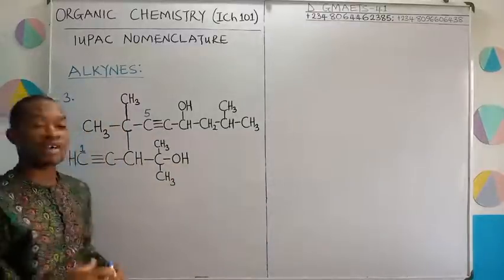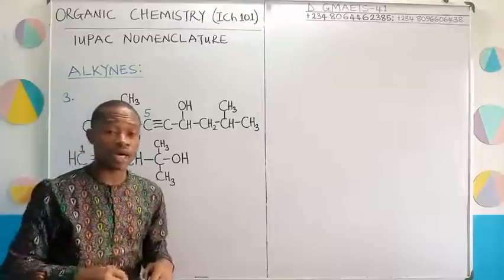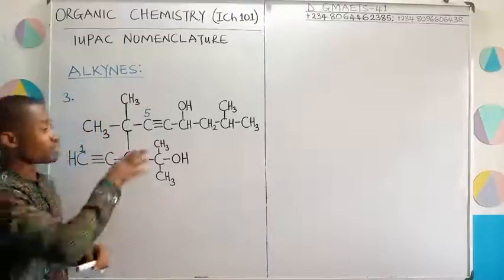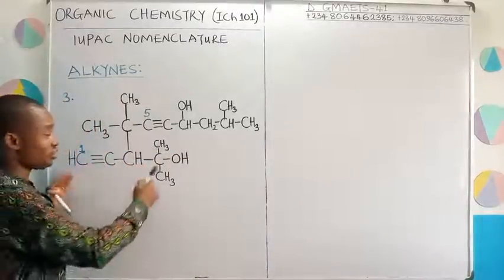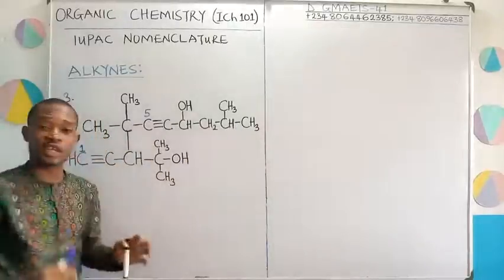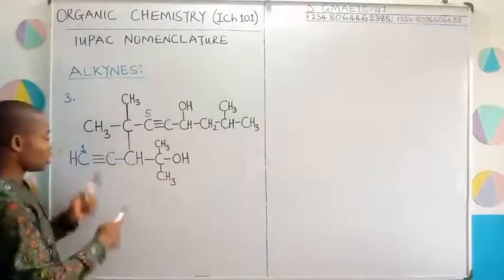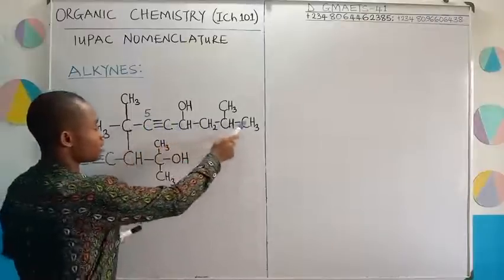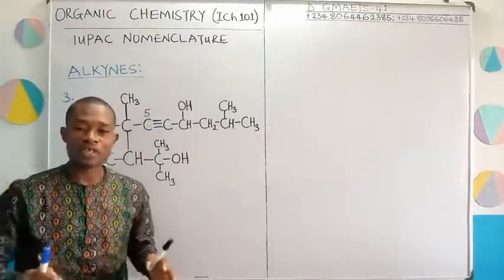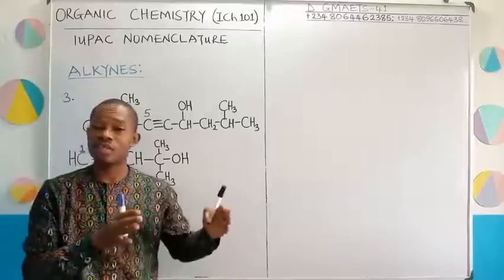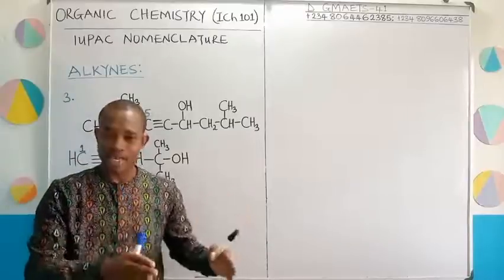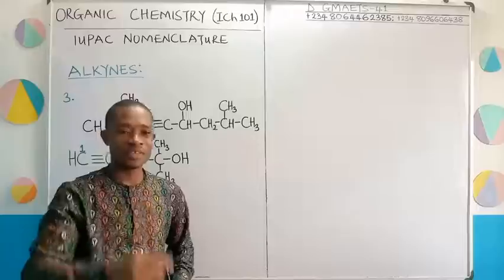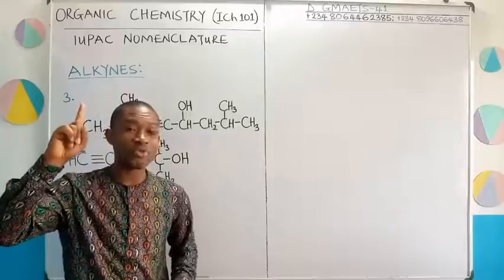Alright, having identified the carbon atoms bearing our triple bond, from what I've done so far, you would agree with me that the longest chain contains 10 carbons. Quickly, 1, 2, 3, 4, 5, 6, 7, 8, 9, 10. The prefix for 10 carbon atoms is dec. Dec, number 10. We've treated this under alkanes already.